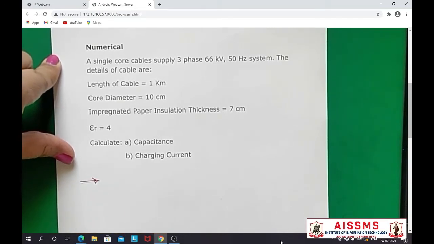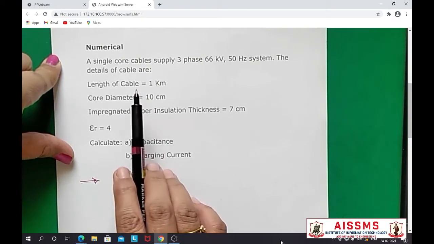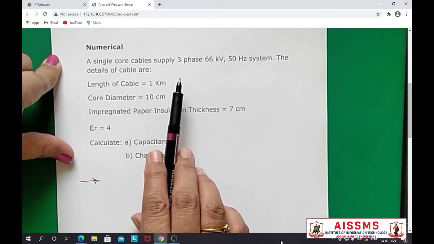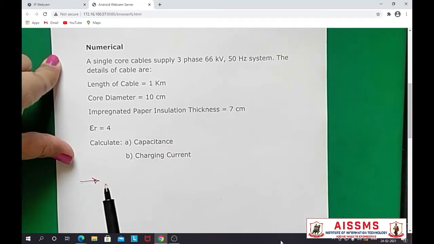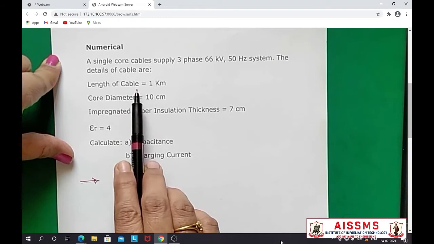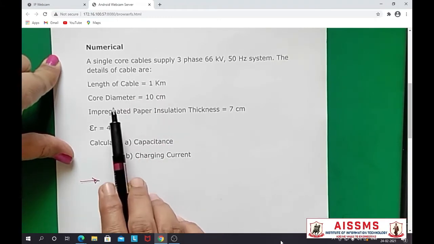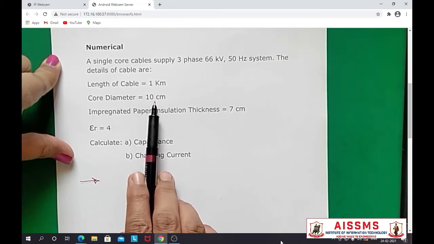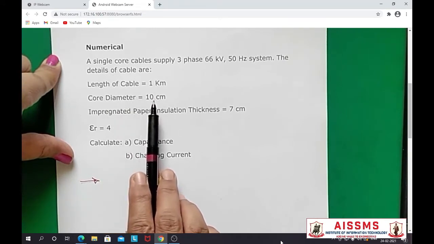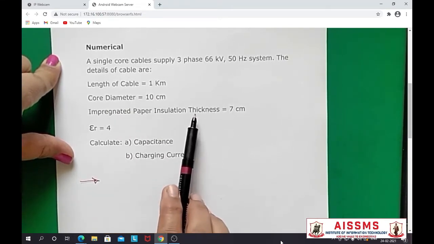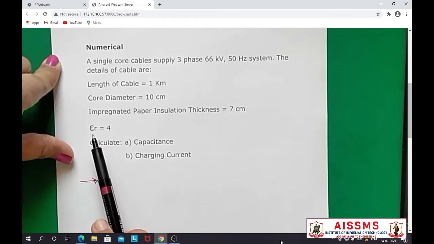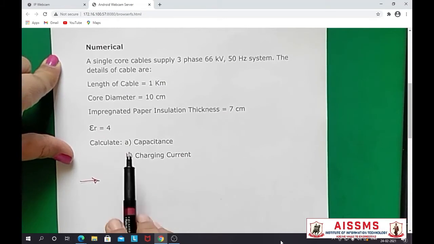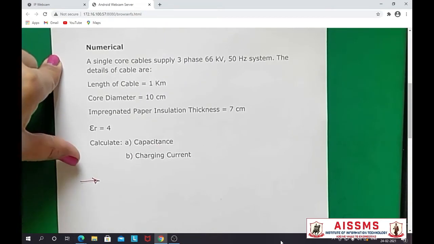Now the given things are: the single core cable is supplying a 66 kV 50 Hz system. Length of the cable is given, it is 1 km. Diameter of core of the cable is given, 10 cm. Thickness of insulation is given, 7 cm. Epsilon r is given, 4. We have to find out capacitance and charging current.